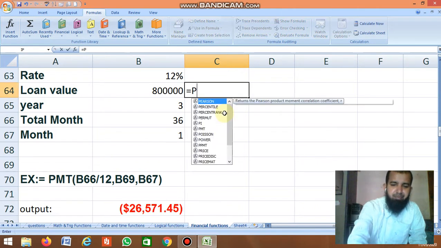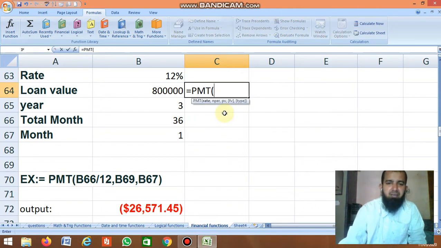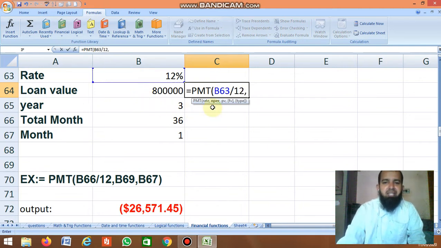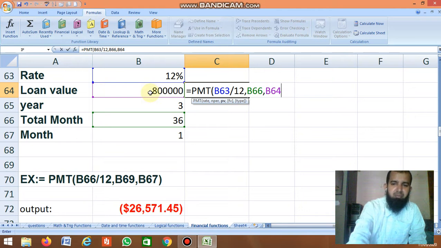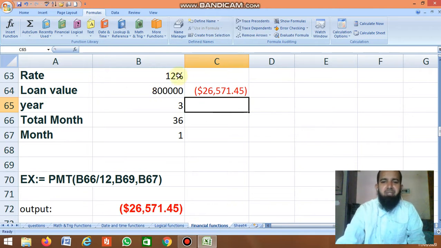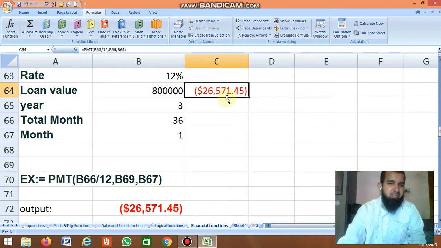See how to calculate. Equal to PMT. First rate is how much? 12%, divided by 12, comma. Then NPER, total number of months 36, comma. Present value is how much? What is the loan amount? 8 lakh. So these are the values. Then bracket close, then press enter. How much you get? 26,571. This is the first month principal amount plus interest. Clear, no?